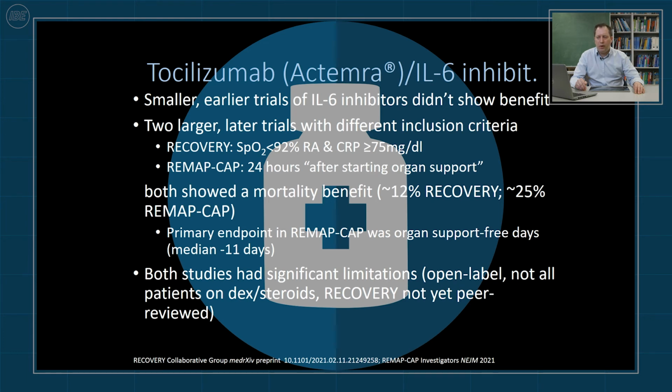They were both open-label trials. Not all patients, though a majority, were on steroids, and Recovery is currently only available as a preprint and has not been peer-reviewed yet. The last specific treatment for COVID-19 is VTE prophylaxis.